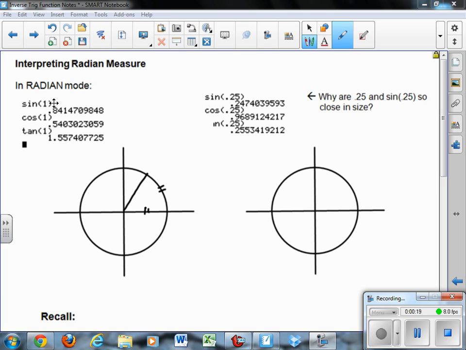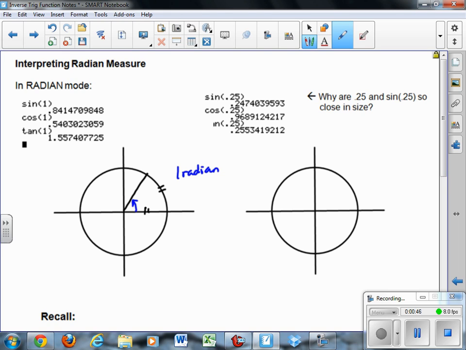Right here we have sine of 1, cosine of 1, and tangent of 1. 1 being 1 radian, because when we take the non-inverse function, sine, cosine, and tangent, the input is an angle. So you see here I drew a 1 radian angle. The radius is equal to the arc length in a 1 radian angle. So I'm going to label my angle as 1 radian.